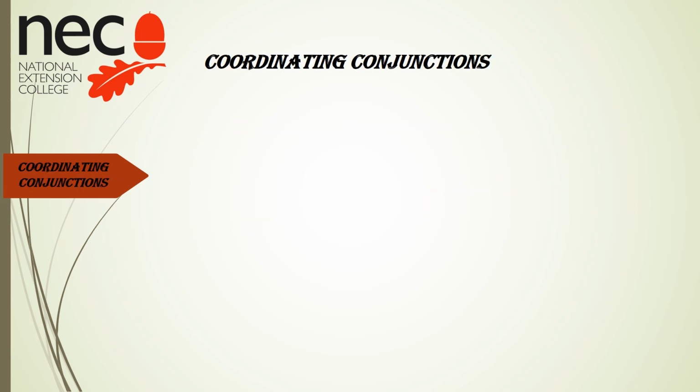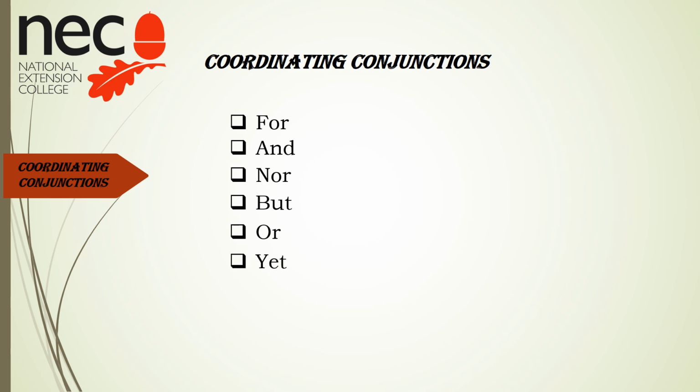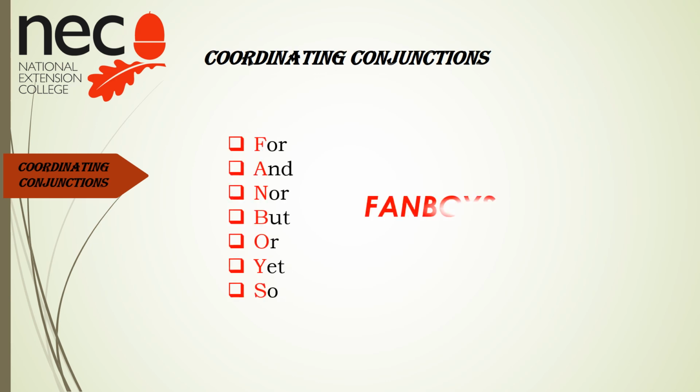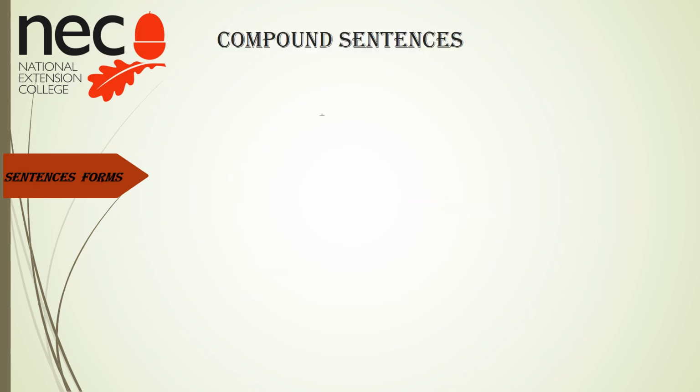Coordinating conjunctions. For, and, nor, but, or, yet, so. The mnemonic fanboys is a good way of remembering them. Here are some examples.